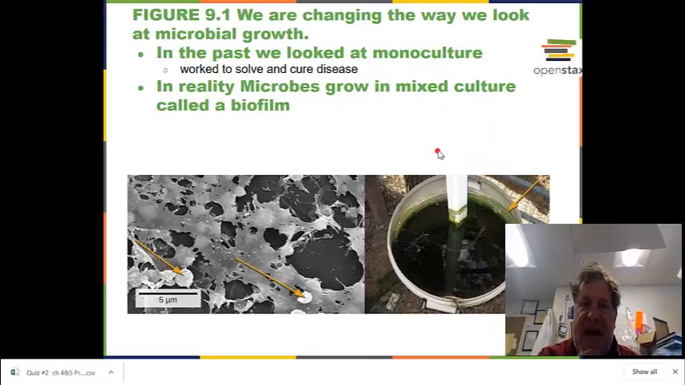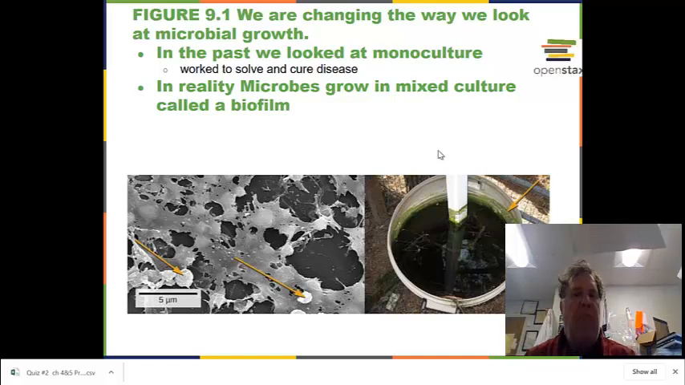What this picture is showing here is that we microbiologists are changing the way that we look at microbial growth. In the past, we really looked at a monoculture. You would try as hard as you could to get your bacteria in just one genetic form, what we call a monoculture, just one type of bacteria, one genus, species, one particular strain. This worked really well when we were trying to cure diseases, because there's usually one bacteria responsible for a disease. We were able to identify that, get rid of it, and then we cured a disease.